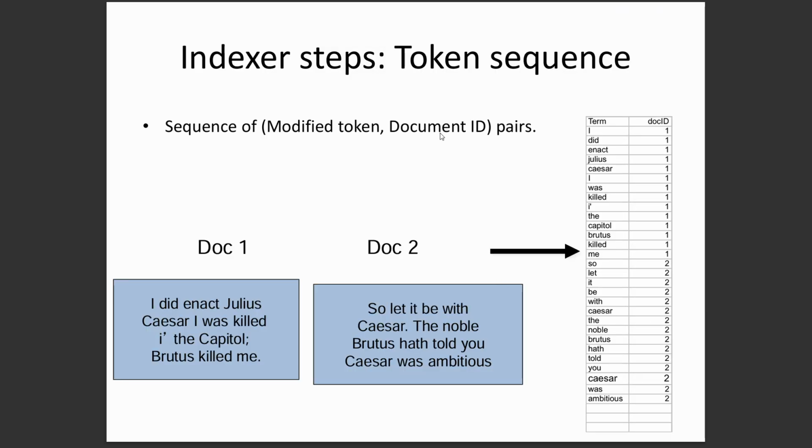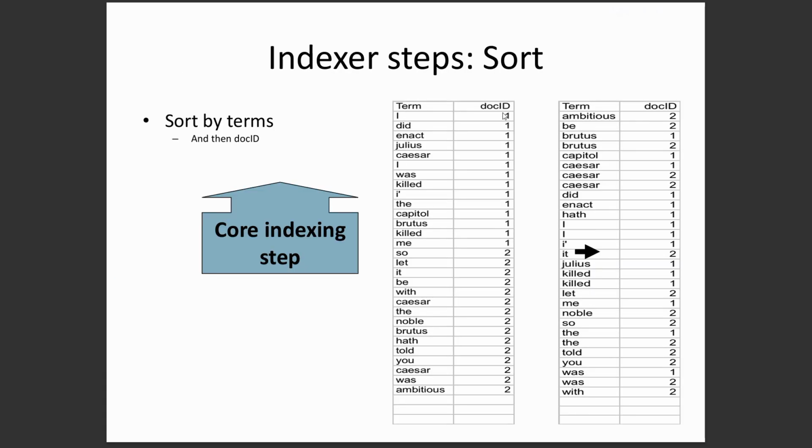Now, here you can see the index steps. First, the token sequence: I, document ID 1; did, 1; enact, 1; Julius, 1; Caesar, 1; I, 1. Like that, I write each and every word individually, along with the document it is present in. Since each document has its own ID, I mention that ID. These are the modified token and document pairs. Now, sort them by the terms and then by document ID. This is the core indexing step. First you sort by the terms, and then by the document ID.